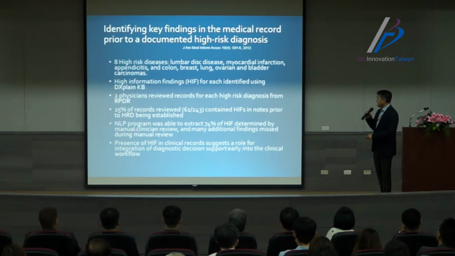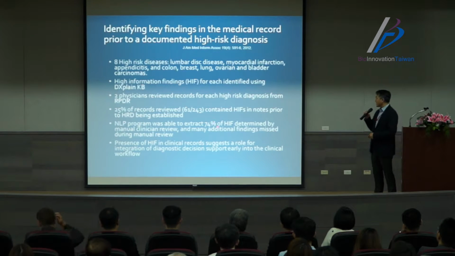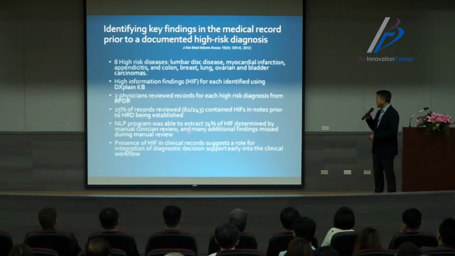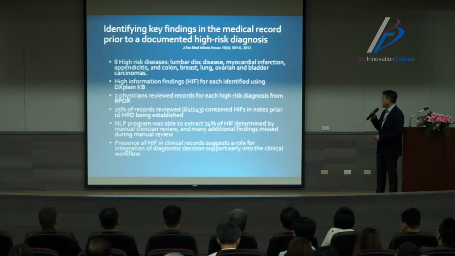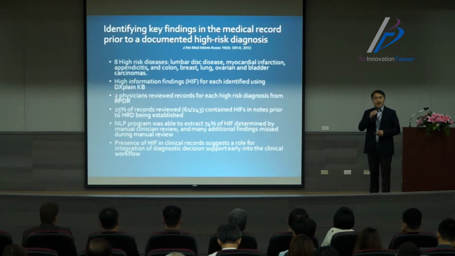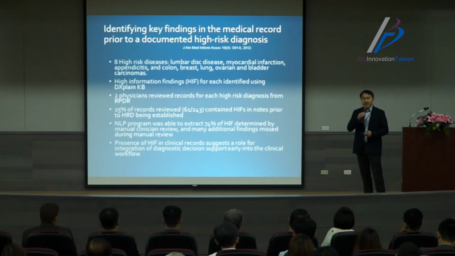We used a natural language program to extract about 74% of these high information findings, and it actually caught a bunch of additional findings that were not as prominent, but that people couldn't even locate with manual review. And so the fact that you can find these findings in clinical records suggests that there's going to be a role for decision support systems that will help diagnose ahead of clinicians, right? And I think that'll be a really big step when systems can augment clinical thinking ahead of time.